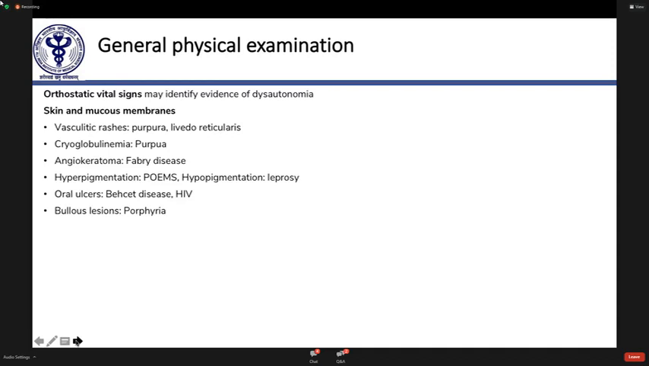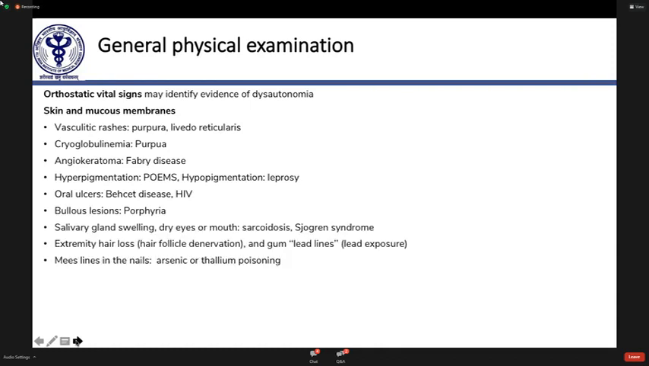Hyperpigmentation is seen in POEMS. Hyperpigmentation in leprosy. Oral ulcers are seen in Behçet or HIV. Bullous lesions in porphyria. Salivary gland swelling can be seen in sarcoidosis or in Sjogren's syndrome. Extremity hair loss or gum lead lines can occur. Mees lines can be due to arsenic or thallium poisoning. Alopecia can occur due to hypothyroidism, lupus, amyloidosis, or thallium poisoning.